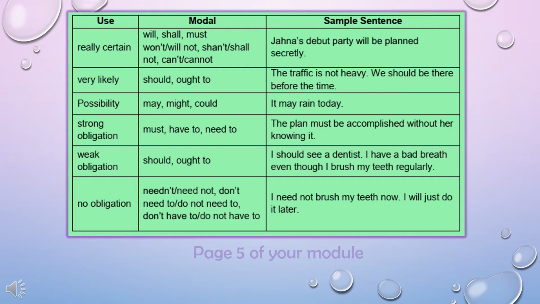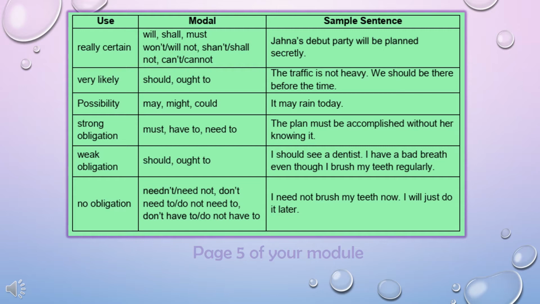Next, we have should and ought to, which shows weak obligation. Now class, if you notice, the second set of modals I have mentioned earlier are the same, should and ought to, which means very likely. Now this time, it can also mean weak obligation. Okay, do not be confused.